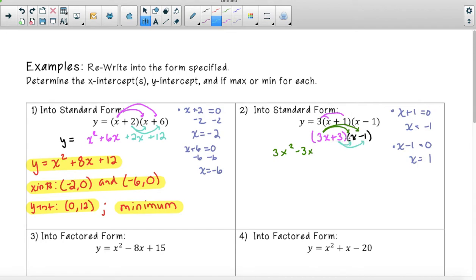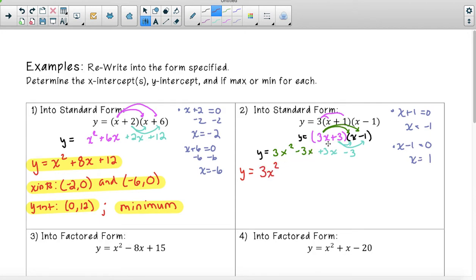So I'll end up with a positive 3 times x is positive 3x, and a positive 3 times negative 1 is a negative 3. I still have all of this as y equals, so I'll put y equals on here. Now I want to combine my like terms. Since I have no more parentheses, I just need to combine like terms to put it into standard form. So we'll have y equals, nothing combines with 3x squared, so we have 3x squared.